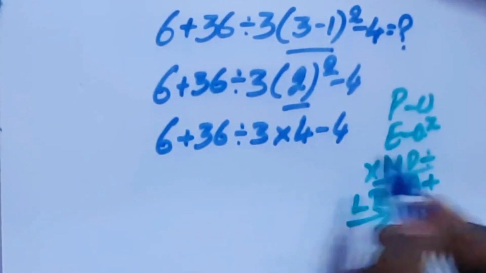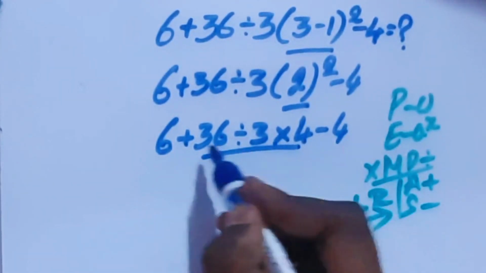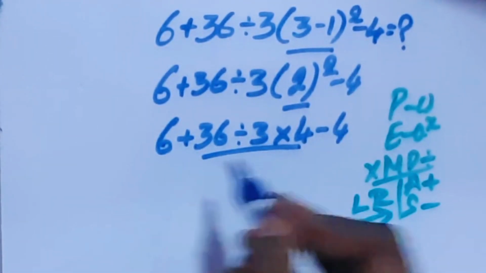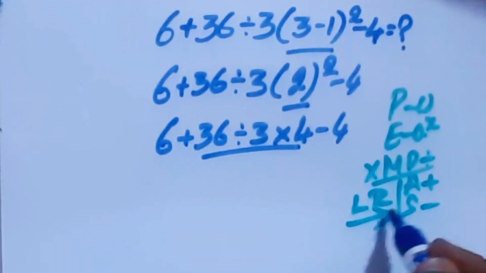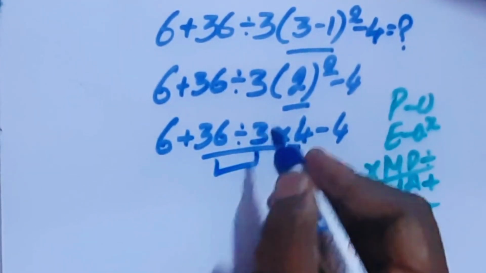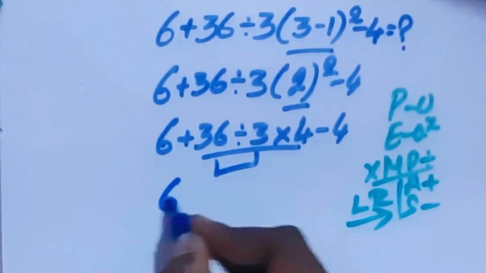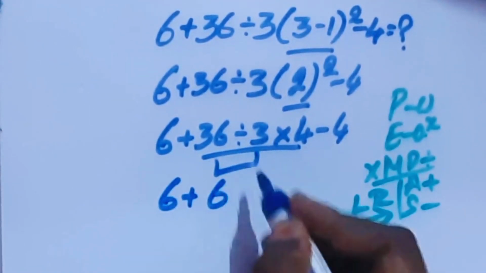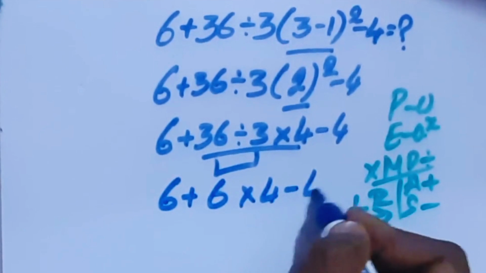The next priority is multiplication and division. So we have to do this multiplication and division before the addition and subtraction. Here multiplication and division are equal priority. For this equal priority, we have introduced the left to right rule. Here left to right is 36 divided by 3. Here 36 divided by 3 is 6, plus 6 times 4, minus 4.